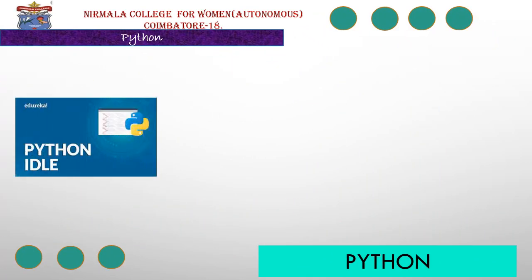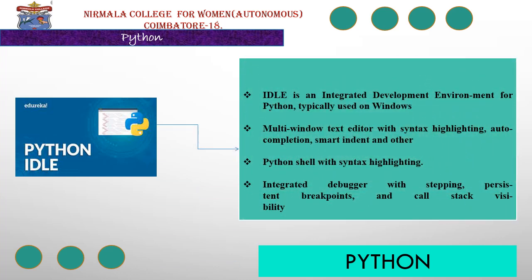Next we can see about IDLE. IDLE is an integrated development environment which is typically used on Windows. It is a multi-window text editor with syntax highlighting, auto-completion, and smart indent. The Python shell is mainly used for highlighting the syntax, and it includes an integrated debugger with stepping, breakpoints, and call stack visibility.